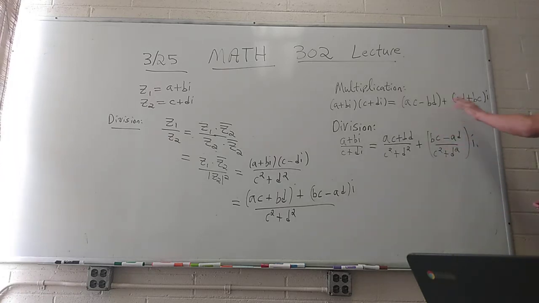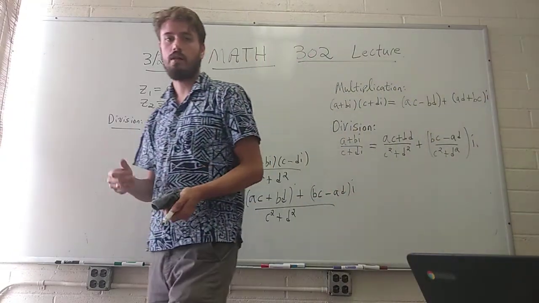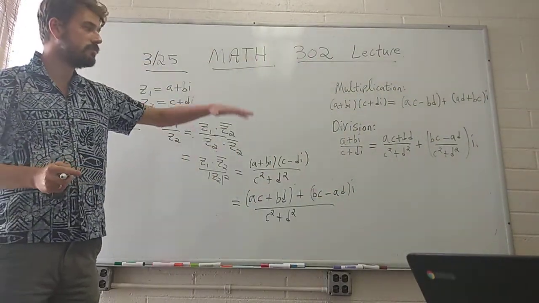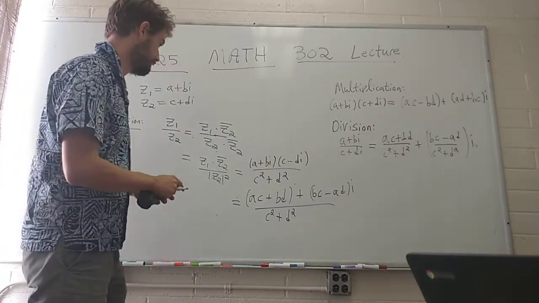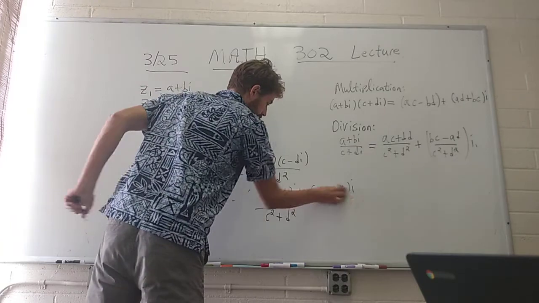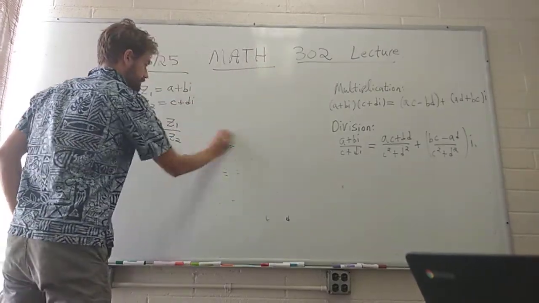So again, I think what's important is that you do this on a case-by-case basis. Memorizing this formula can be kind of tedious and annoying. You're welcome to if you want, but it might be easier just to memorize multiplication by FOIL. For division, multiply numerator and denominator by the conjugate of the denominator. But I'll leave those up there.